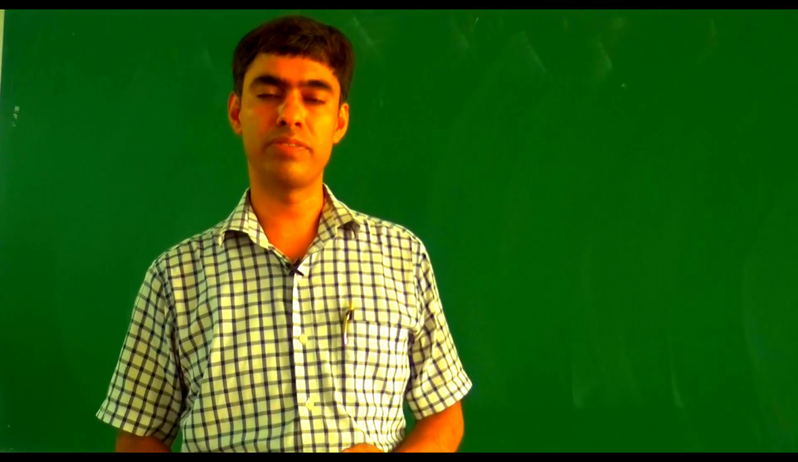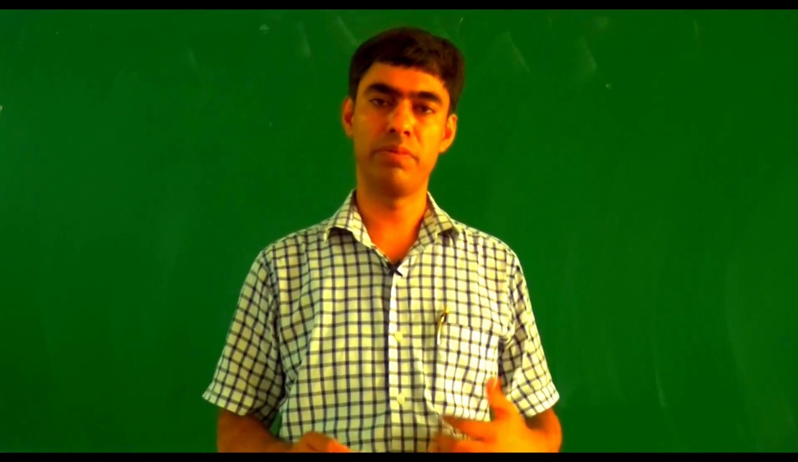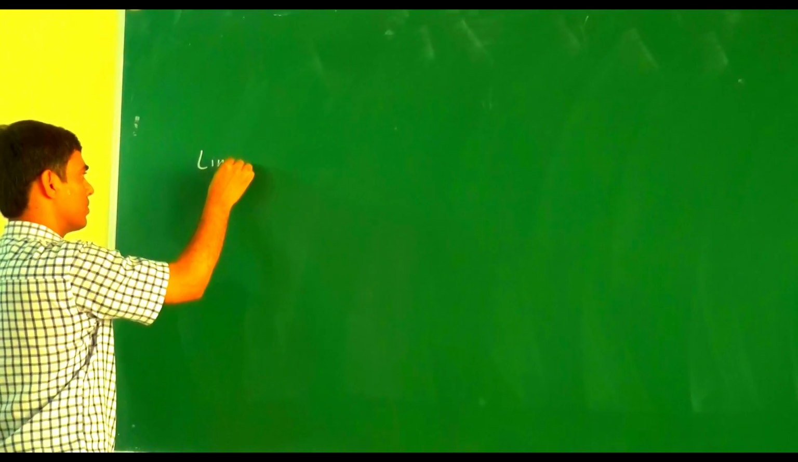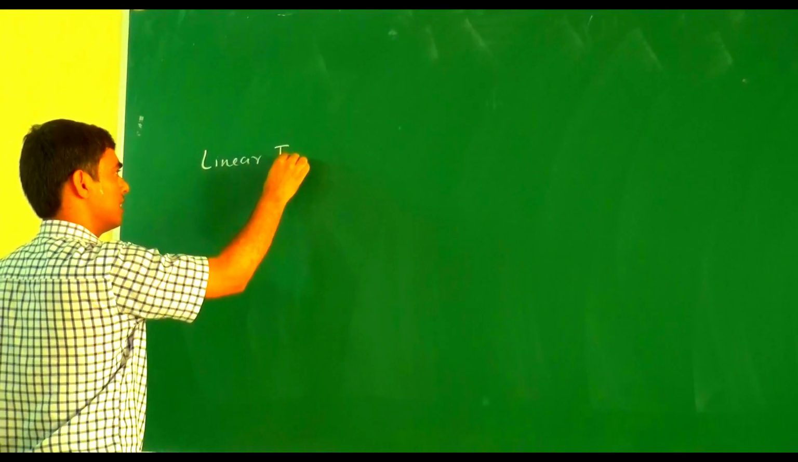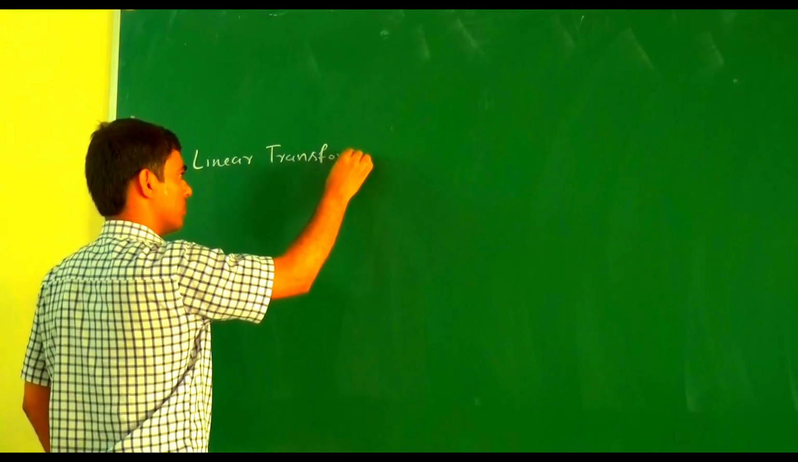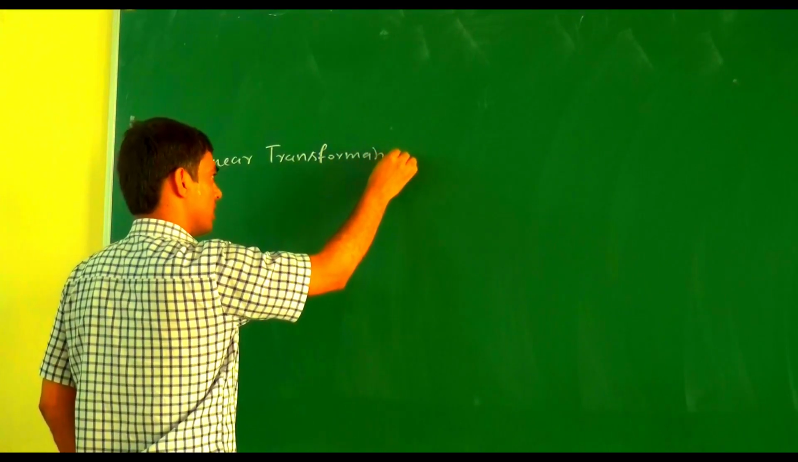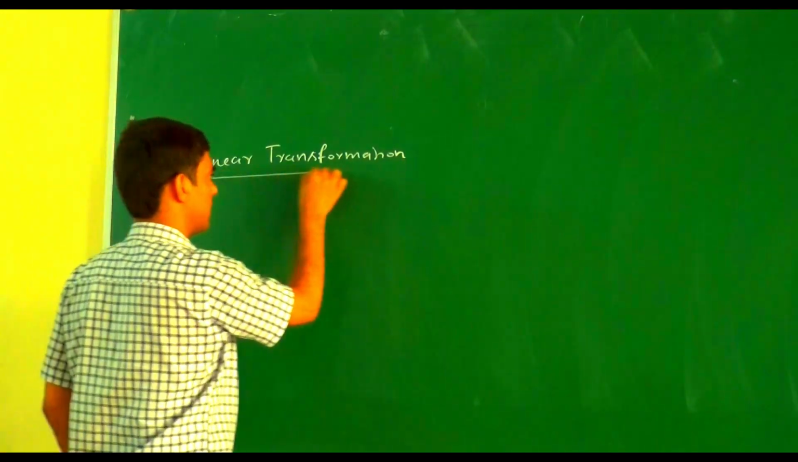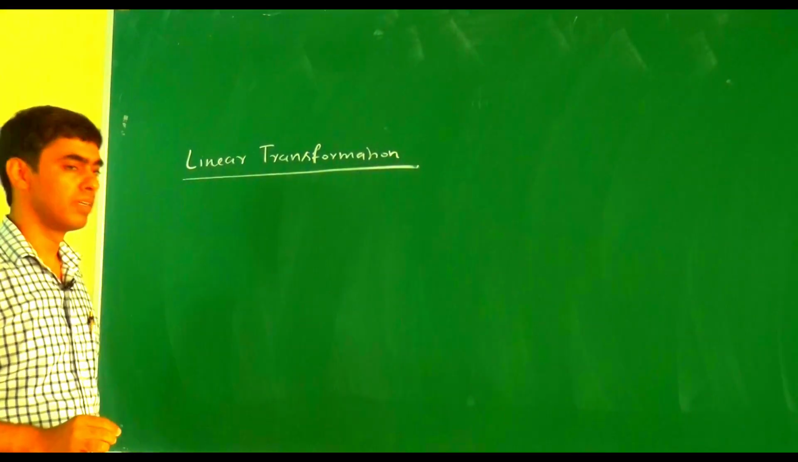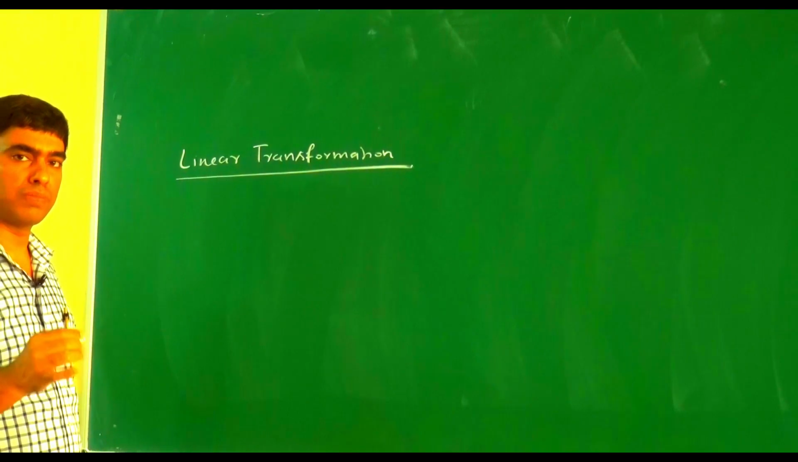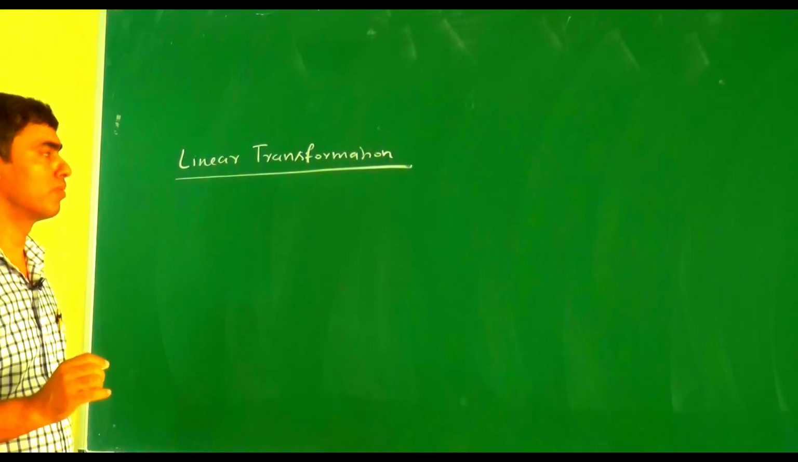About linear transformation and bilinear transformation. What is the linear transformation? So first we discuss linear transformation. Linear transformation in complex variables means how we transform any image from the Z plane to the W plane.